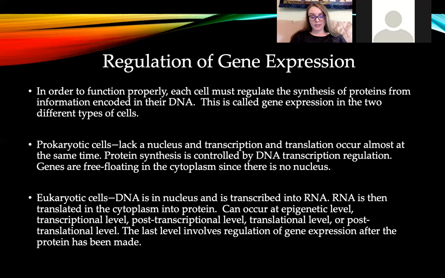there is no nucleus. So in eukaryotic cells, DNA is in the nucleus and is transcribed into RNA. RNA is then translated in the cytoplasm into protein. And this can occur at the epigenetic level, transcriptional level, post-transcriptional level, translational level, or post-translational level. The last level involves regulation of gene expression after the protein has been made.